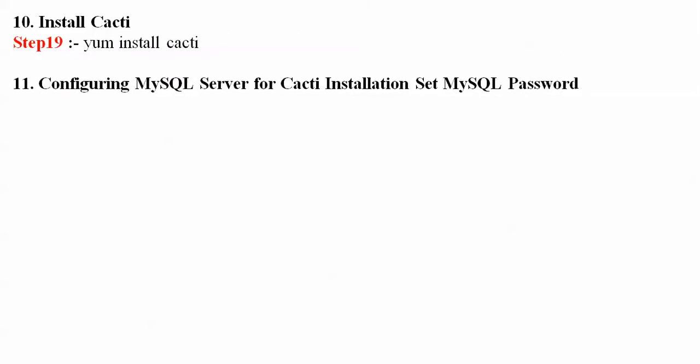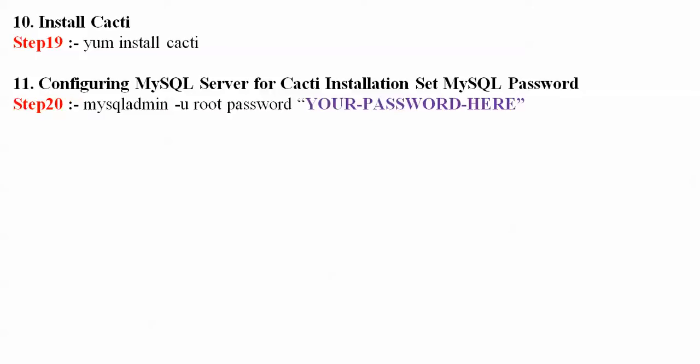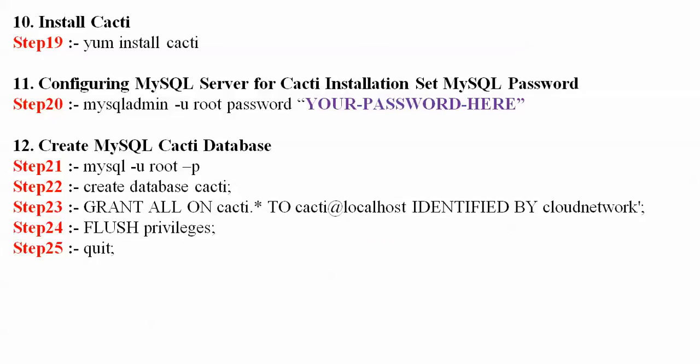Our next step is I'm going to install Cacti. So this is the command to install Cacti, and after that configuring the MySQL server for the Cacti installation, setting up the MySQL password. This is the command to set the password; you need to give your password here for the MySQL root. After that you need to create the MySQL Cacti database. These are the commands, steps 21 to 25. So let us begin now.